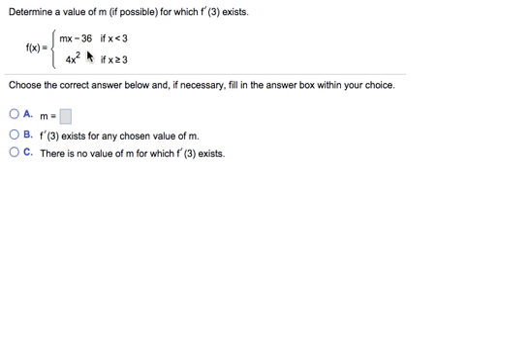So we need to find the value of m so that f prime of 3 exists, because at 3 is where the break is made between the two sides of this piecewise function. So let's go ahead and do a quick sketch of the right side, the part where x is greater than 3. Okay, so I'm going to plug in some numbers over here.